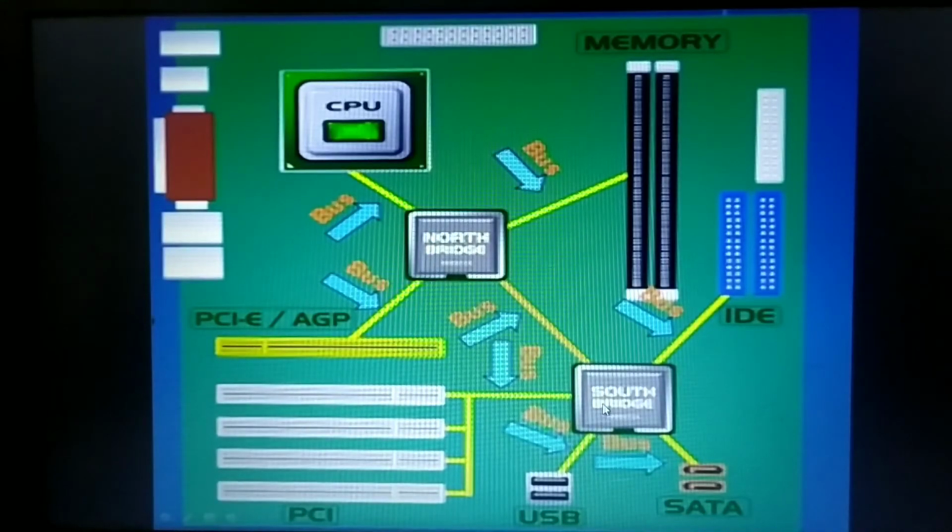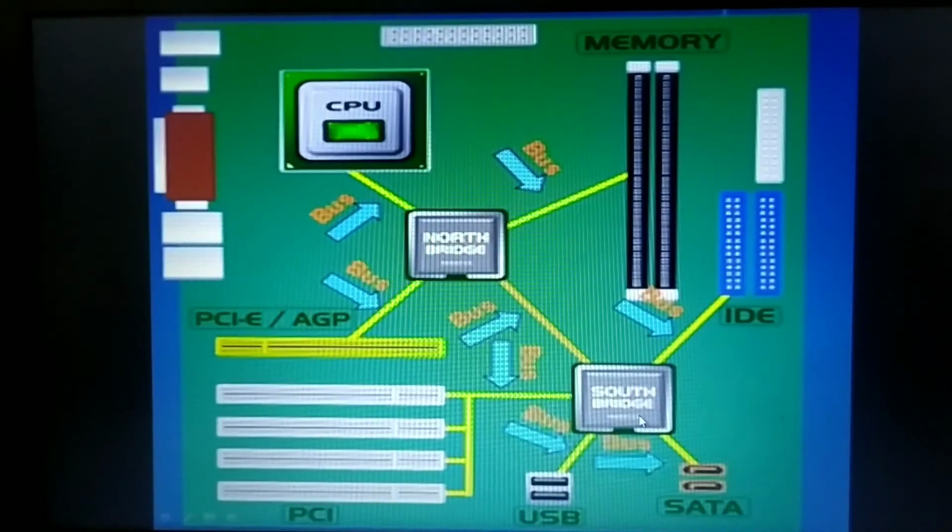The South Bridge is placed in the bottom part of your motherboard, and it handles the lower components. The South Bridge is comparatively slower than the North Bridge.